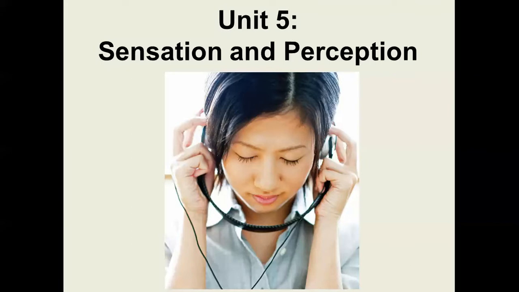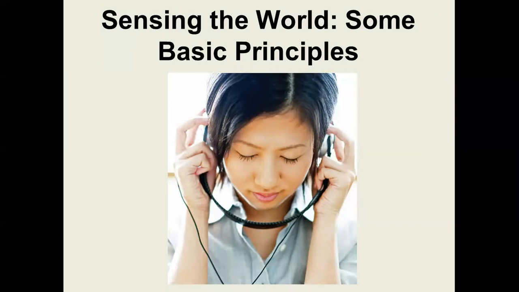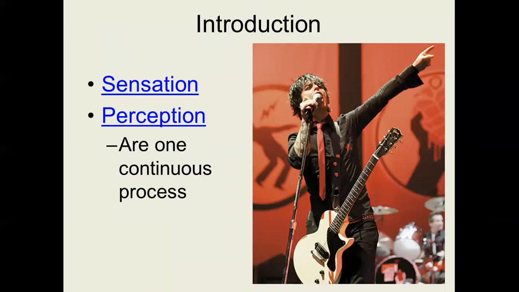Today we're going to be talking about some basic principles about sensation, and then we're going to actually talk about vision as well in this video. So let's hop to it. Sensation is the process by which our sensory receptors in our nervous system and all those sensory neurons receive and represent stimulus energies from our environment.